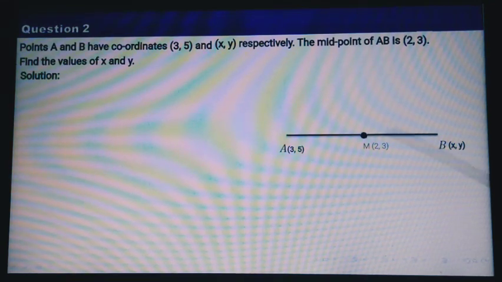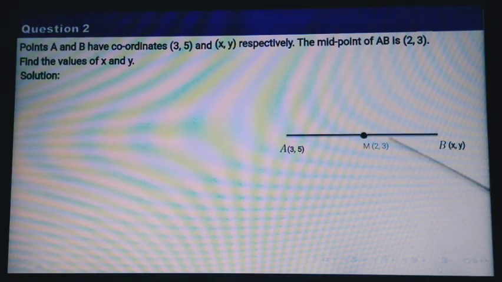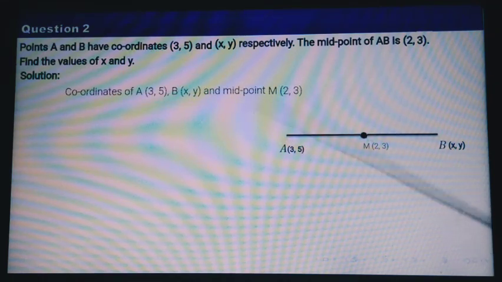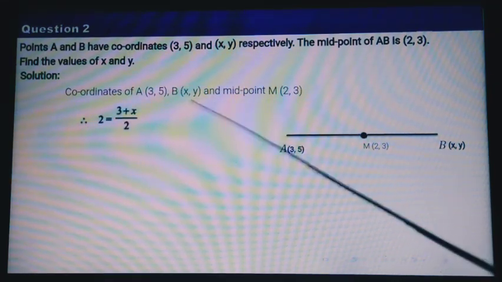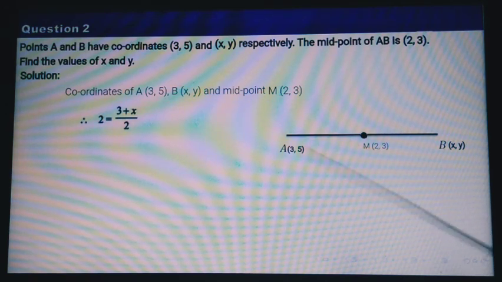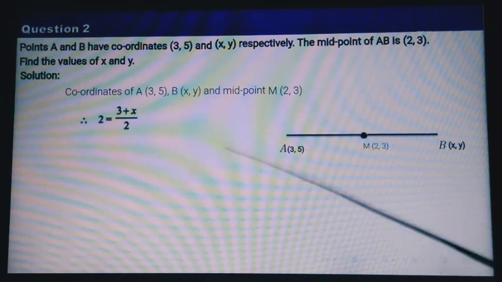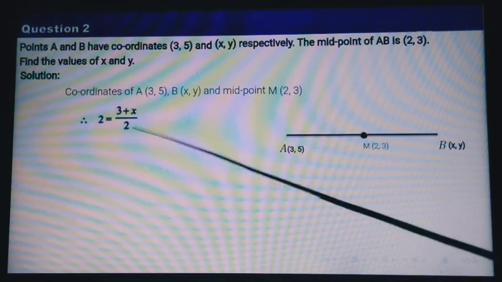Okay, so basically this is my x1 y1, this is my x2 y2, and this is my x comma y. So x will be equal to x1 plus x2 whole divided by 2, so that's what I am going to do here. So x is this one, that is 2 equals x1 plus x2 whole divided by 2, that is 3 plus x whole divided by 2.